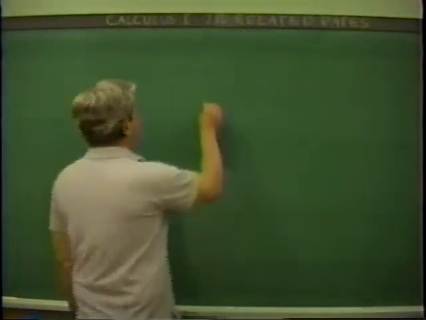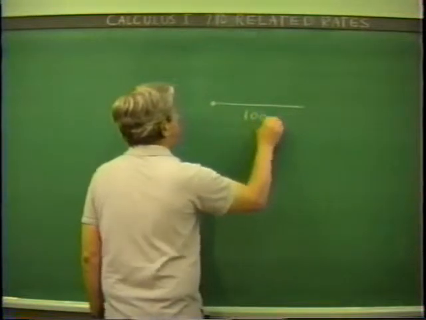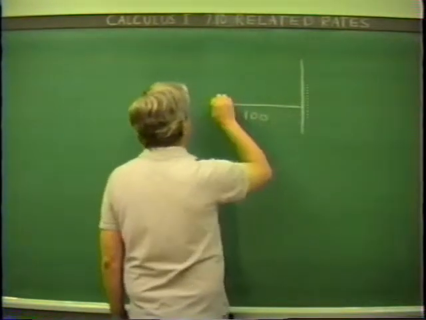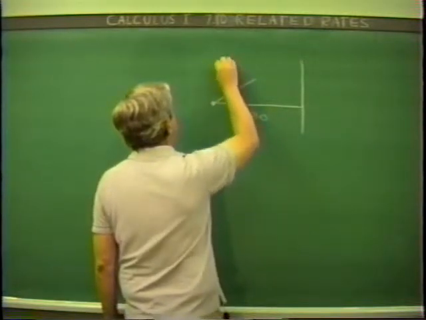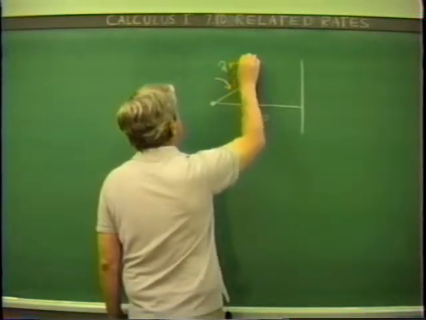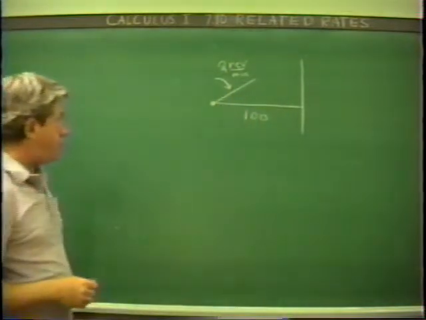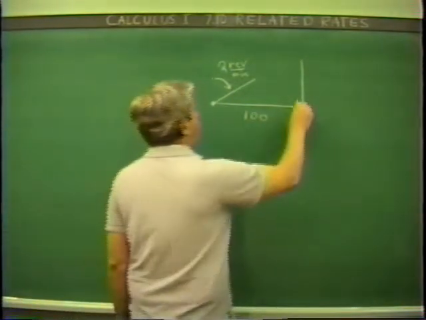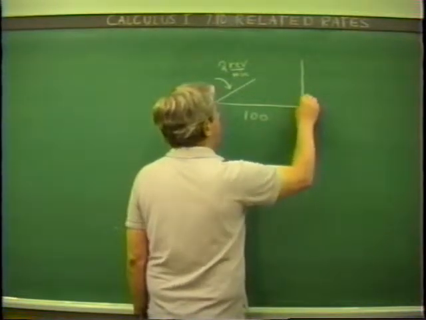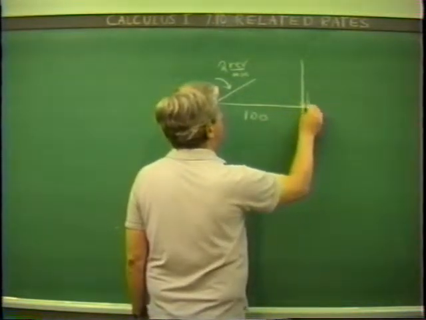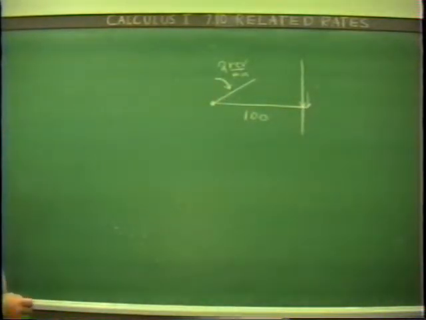Another example involving related rates, this time one using trigonometric functions. Let's suppose that we've got a lighthouse that's, let's say, 100 feet away from shore, and the beacon of this lighthouse turns at 2 revolutions per minute. We want to know how fast the beam is going when it crosses the shore right here.